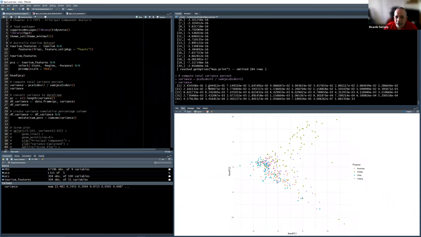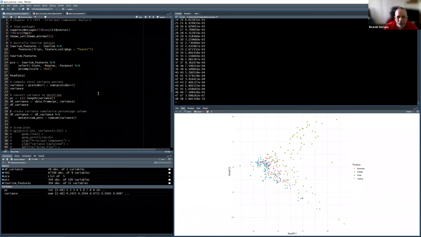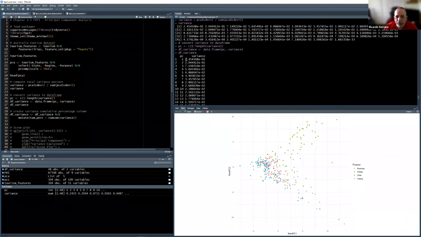And now we get a vector, and the first component variance percentage is, let's say, 0.24. Because it's in scientific notation, but it's 0.2445. Then the second one is 0.2044 and so on. So it gives you a gradient. The first principal component captures the most variance, then the second one, the third one, and so forth. So let's convert this into a data frame to manipulate it a little better. Then we have our data frame with the number of the component and the variance.